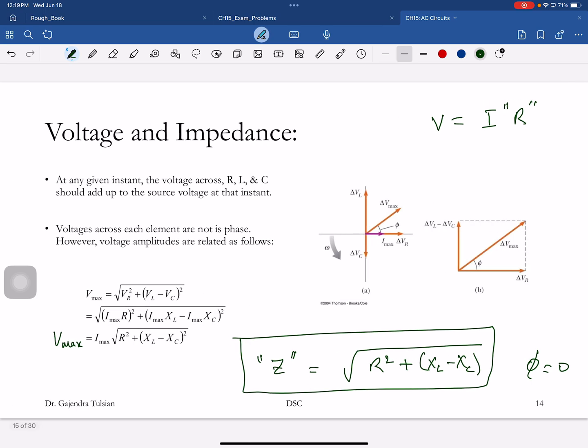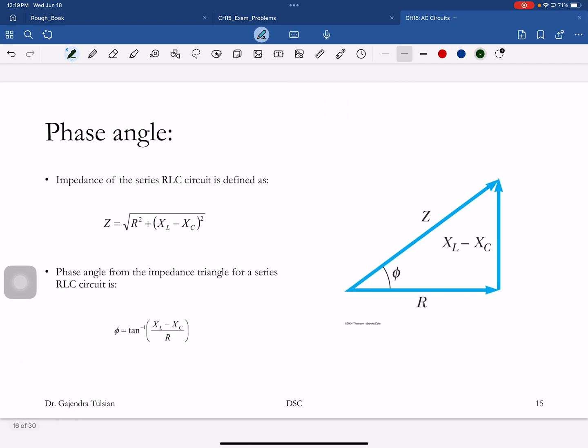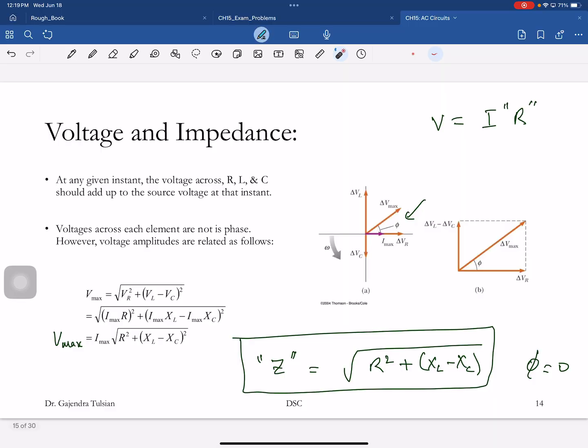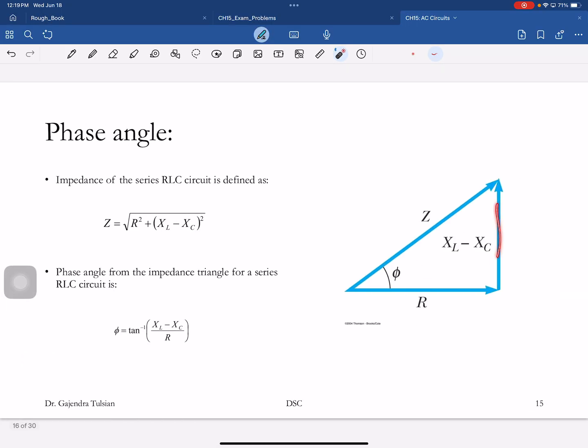All right, so we found the first thing. Now we want to find phi. You can see from this diagram, this is proportional to VL minus VC, so it's XL minus XC, and this is proportional to VR, which is proportional to R. So tan phi is this over that. So phi is tan inverse of XL minus XC divided by R.